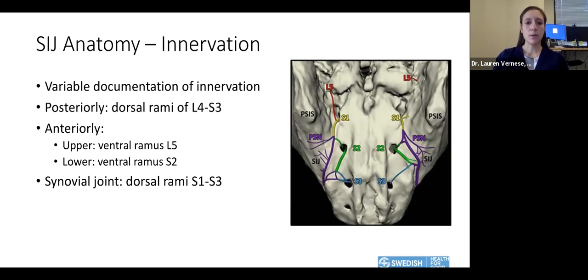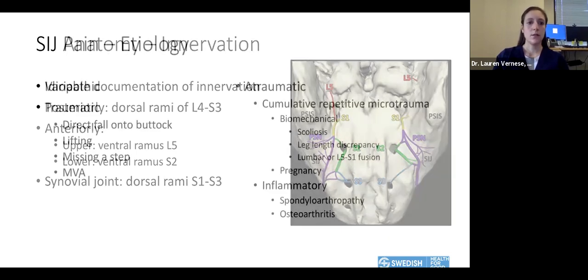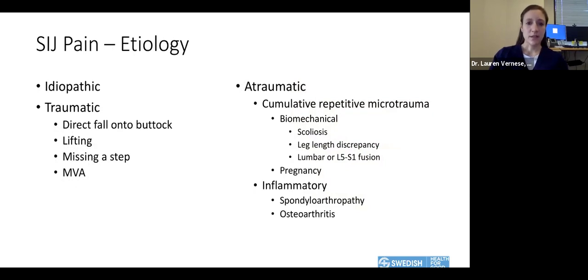But again, we don't really know the exact innervation pattern, and that's likely because it's different from patient to patient based on different cadaver studies. So now what actually causes SI joint pain? I sort of have alluded throughout the lecture already to different things that could be contributing.